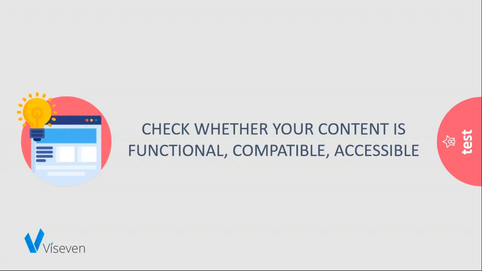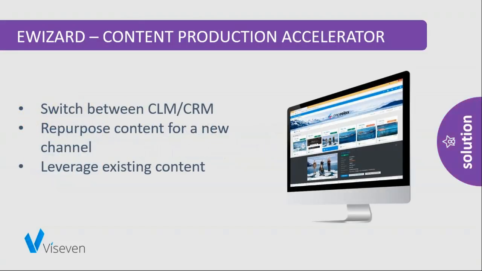First of all, it's functionality. Did the content retain the initial functionality and tracking after the transition? The second is compatibility. Does it work properly in the selected system, and are there no blockings or overlaps of interactive elements? And the third is accessibility. Is the content properly tagged and can users locate it?